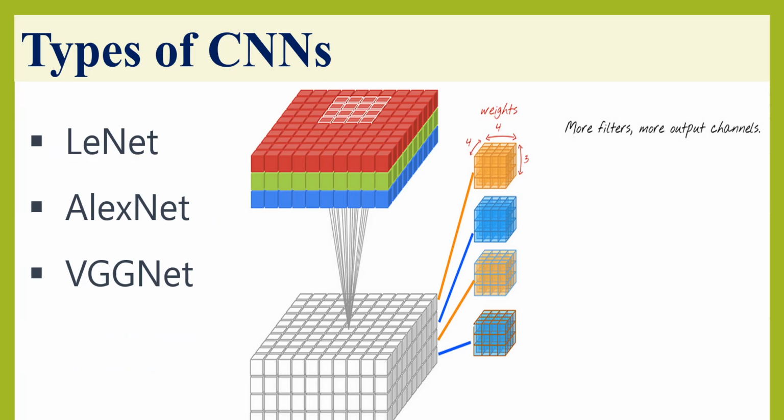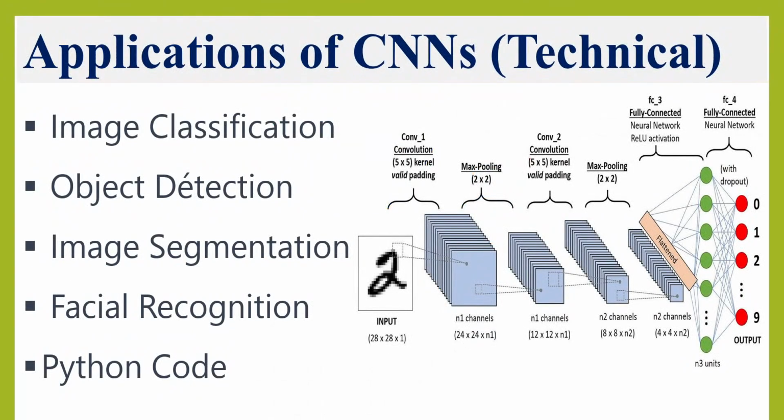Now come the types of CNN, where LeNet is a simple CNN architecture that consists of two convolutional and two fully connected layers. AlexNet is a deeper CNN architecture that consists of 5 convolutional layers and 3 fully connected layers. And finally, VGGNet is a CNN architecture that consists of multiple convolutional layers with small filter sizes and a large number of filters.